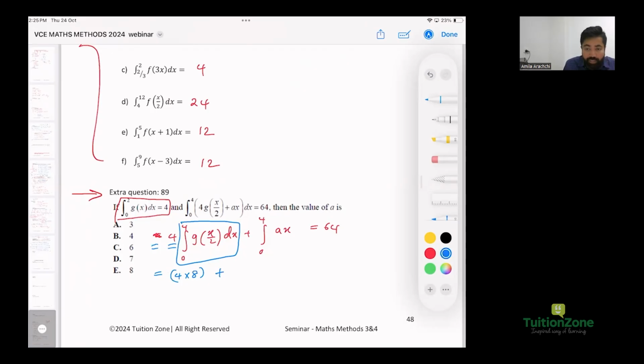What's the 0 to 4, a x dx? It becomes a x squared over 2, and then 0 to 4 equals 64, right? Now 32 plus, what's the answer here? Sub it in. So 4 squared is 16, divided by 2 is 8. So 8a equals 64. Now just simplify it. Get the answer for a.